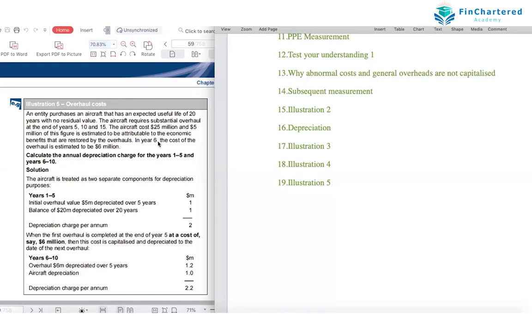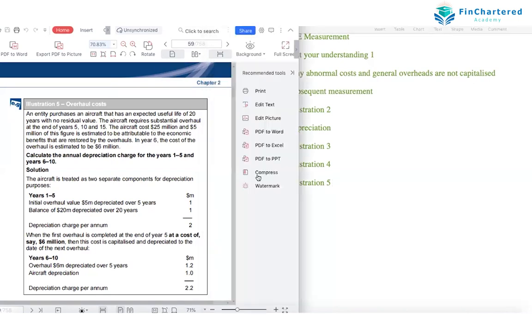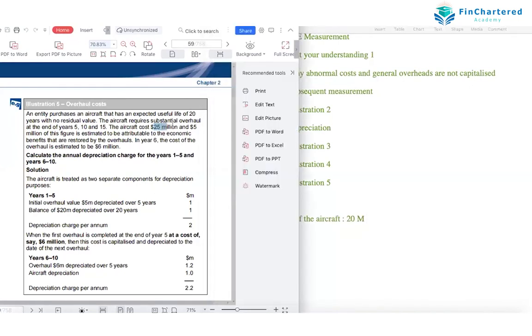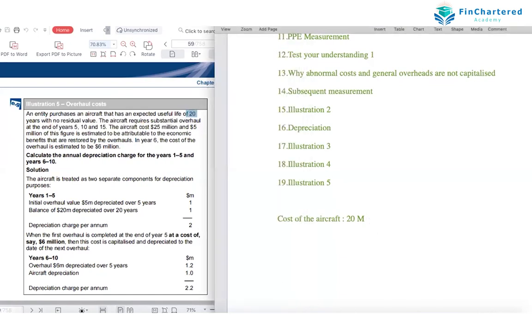In year 6, the cost of the overhaul is estimated to be 6 million. So out of the aircraft, costing is only 20 million. Why do I say aircraft cost is only 20 million? Because out of 25 million, 5 million is estimated to be overhaul. And the aircraft has a life of 20 years. So 20 million with a life of 20 years, and there is no value at the end. At the end of the life, the aircraft will be zero.